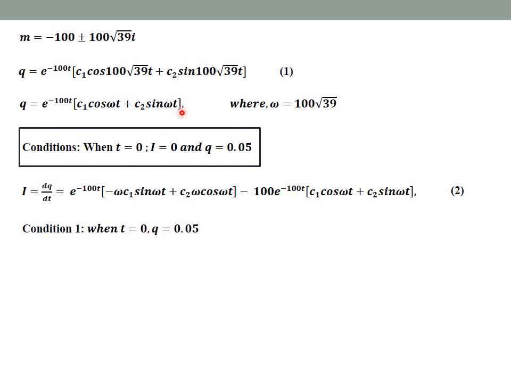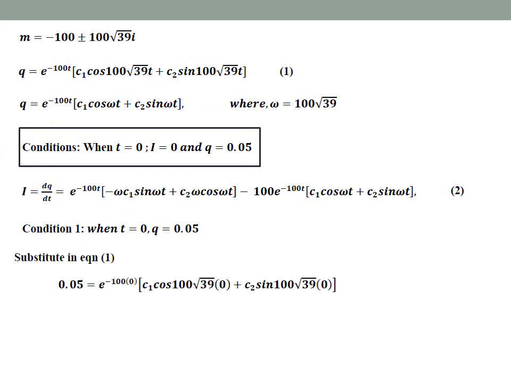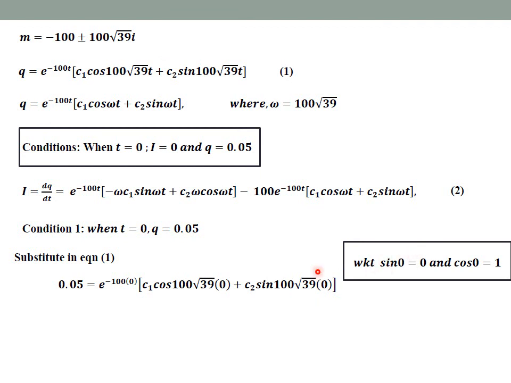In equation 1, correct, because in equation 1 I have q and t. So I have to take q as 0.05. See, I am substituting in equation 1: q is 0.05, t is 0, and wherever t is there I have taken 0. Now what do we know? What is sin 0? 0 into anything is 0, correct? So sin 0 is 0 and cos 0 is 1, and e power 0 is how much? e power 0 is 1. So what will I get in the next step?